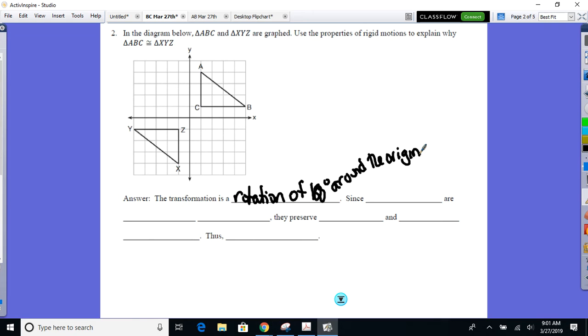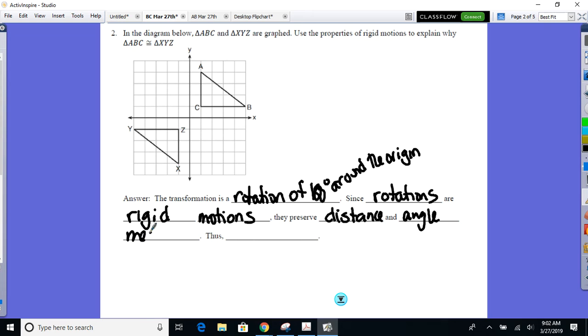Okay, so let's keep going here. Transformation is a rotation of 180 degrees around the origin since, what did we just perform? Since rotations are rigid motions, and this wording is going to stay the same the entire time, they preserve distance and angle measure. And we are going to add a little in here now. Thus, this is where you get to have a little creative ability. Thus, henceforth, in conclusion. Anybody else?